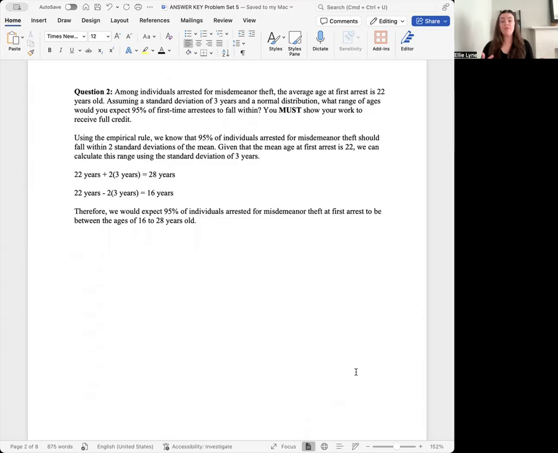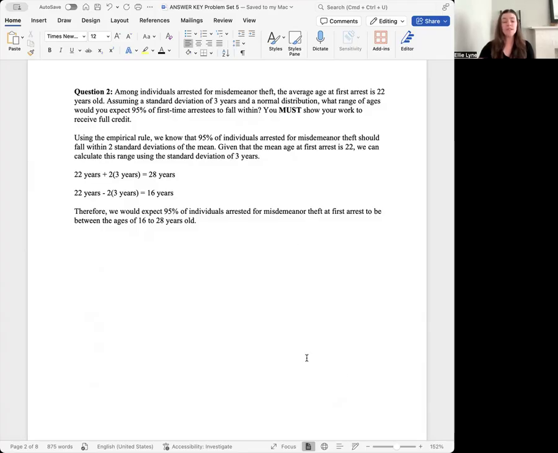This is really building off of our discussion that we just had about the normal distribution and specifically the empirical rule. So let's read this one together. Among individuals arrested for misdemeanor theft, the average age at first arrest is 22 years old. Assuming a standard deviation of 3 years and a normal distribution, what range of ages would you expect 95% of first-time arrestees to fall within? You must show your work to receive full credit.